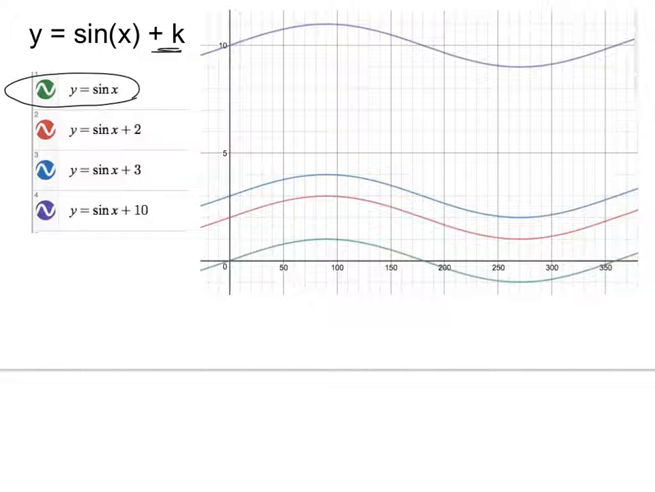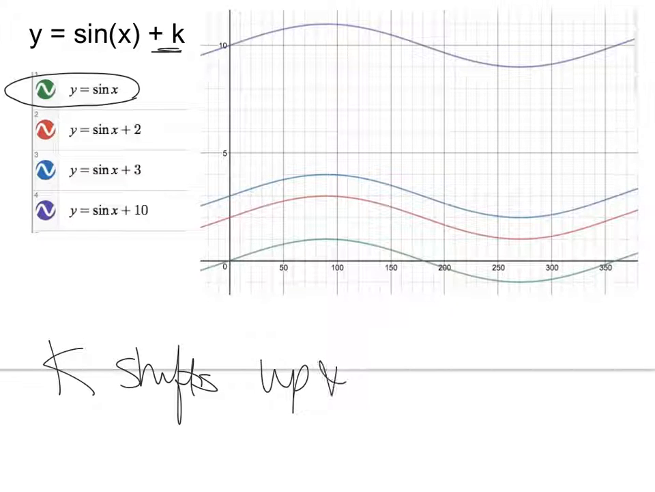So the first thing we drew is in green, it's just y equals sine x. And if you look, I'm still going between 0 and 360. So we have one period between 0 and 360. We didn't change that. Those are all the same. Now we're just doing a +2, a +3, and a +10. K shifts the function up and down. When k is positive, we're going up. And we'll show you the next slides. When k is negative, we go down.